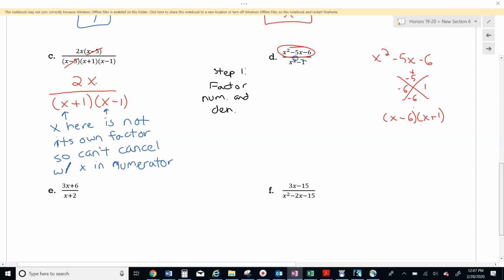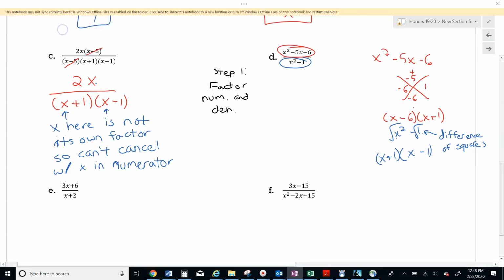Now I have this x squared minus 1. Difference of squares. A good thing to look for when you have a subtraction and a squared term, something like that. So I take the square root here and the square root here. The square root of x squared is x. The square root of 1 is 1. So I have x plus 1, x minus 1.